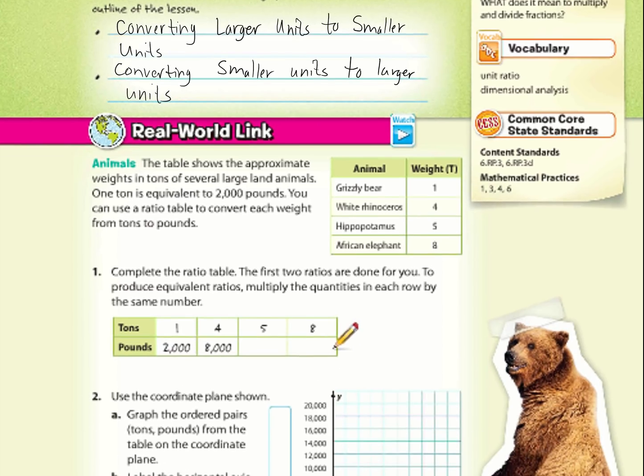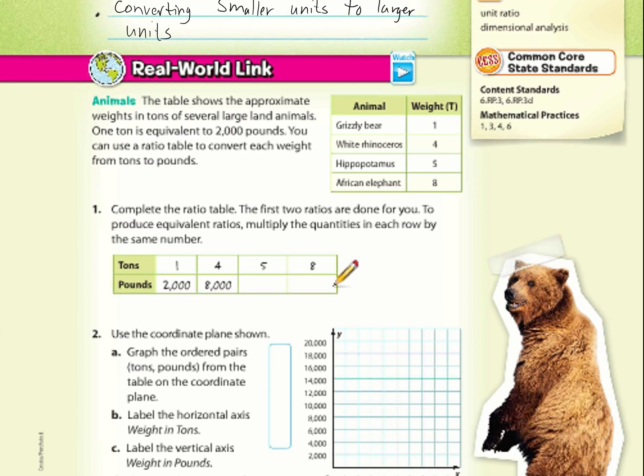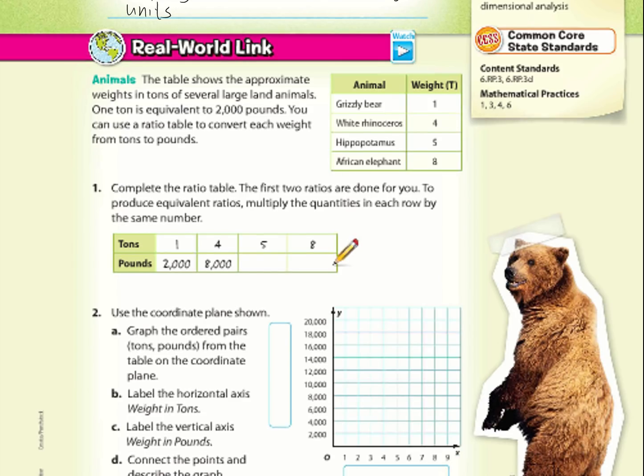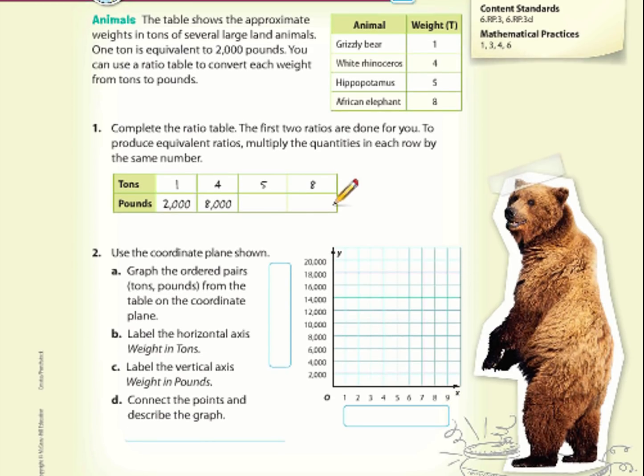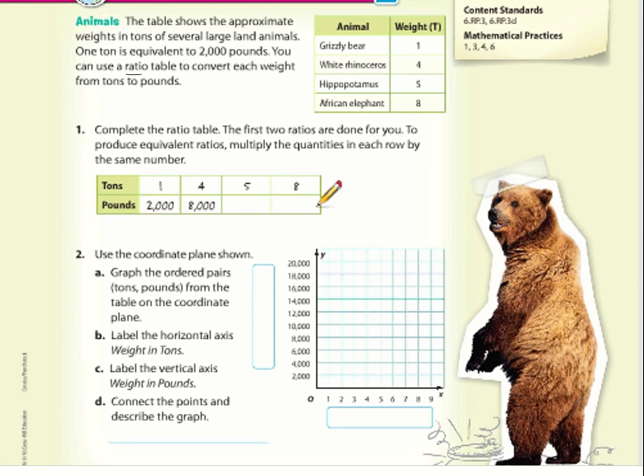So Real-World Link. The table shows the approximate weight in tons of several large land animals. 1 ton is equivalent to 2,000 pounds. You can use a ratio table to convert each weight from tons to pounds. This is ratios. This is a good word to remember because we're going to be doing ratios a lot in other chapters as well. This is number 1, complete the ratio table. The first 2 ratios are done for you. To produce equivalent ratios, multiply the quantities in each row by the same number.